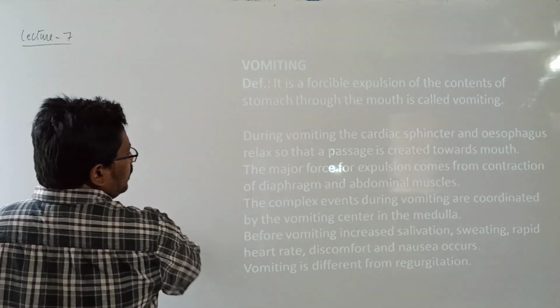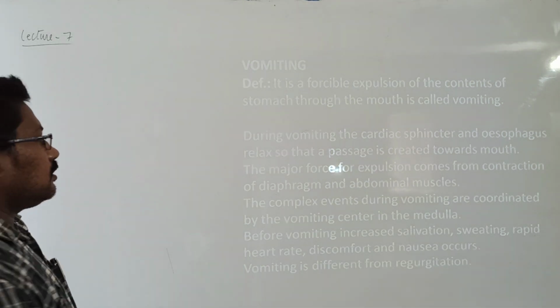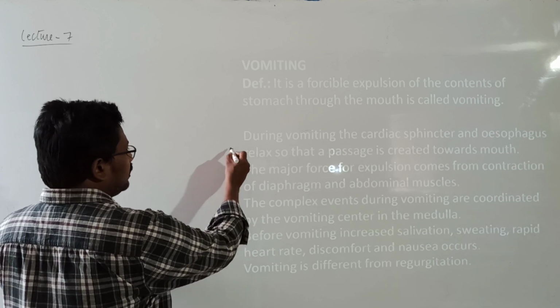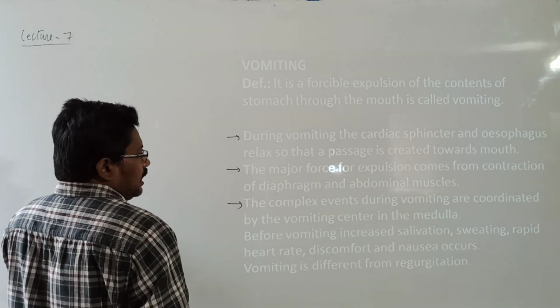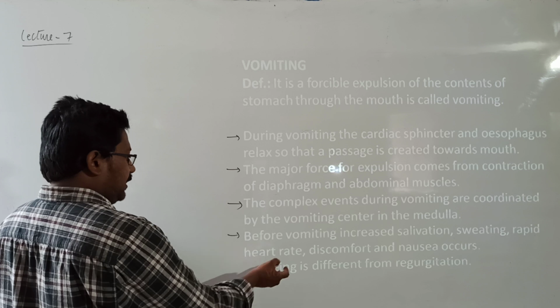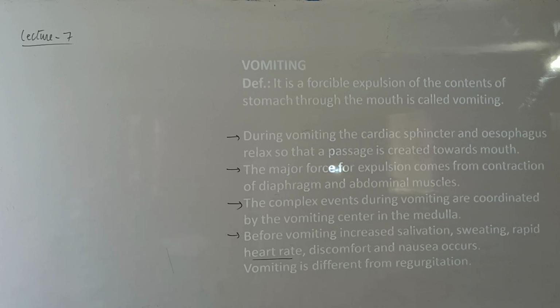Now, the major force for expulsion of these contents from the stomach comes from the contraction of diaphragm muscles and also from the abdominal muscles. The complex events during vomiting are coordinated by the vomiting center in the medulla. Before vomiting, there will be increased salivation, sweating, and there may be a rapid heart rate, discomfort, and even nausea, that is a sensation of vomiting.